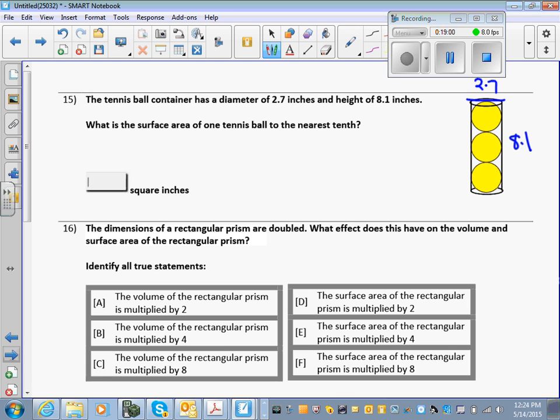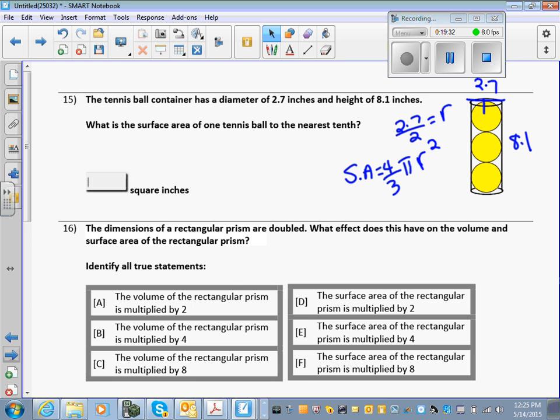So since it's a sphere, surface area of a sphere, I just need to know the radius. So the radius is going to be half of the 2.7, right? 2.7 divided by 2 would give you the radius. Then use that radius to find, I don't know, surface area is 4/3 pi radius. Okay, this is the formula, radius squared. So just replace it with that and just find it.